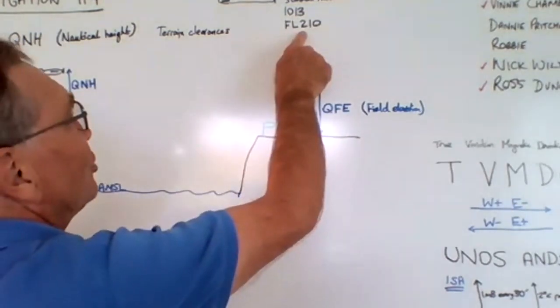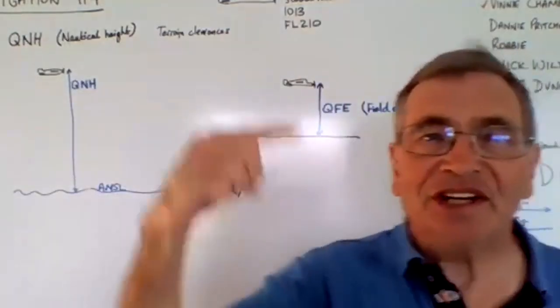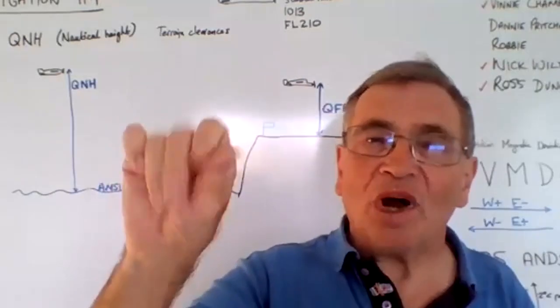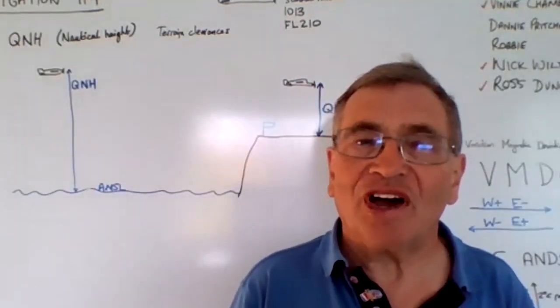So flight level 210 is 21,000 feet on the altimeter when you've got 1013 set as your subscale. That's what a flight level is.